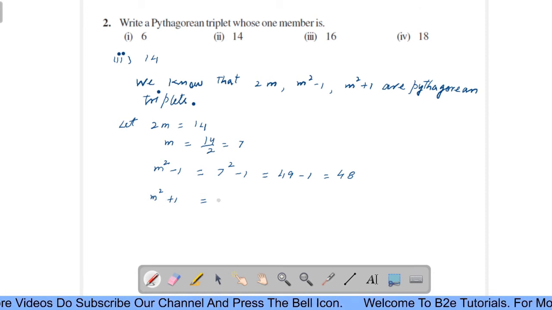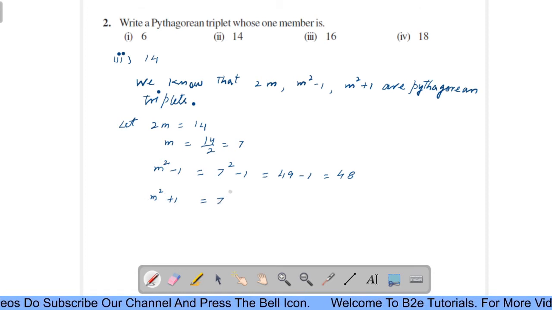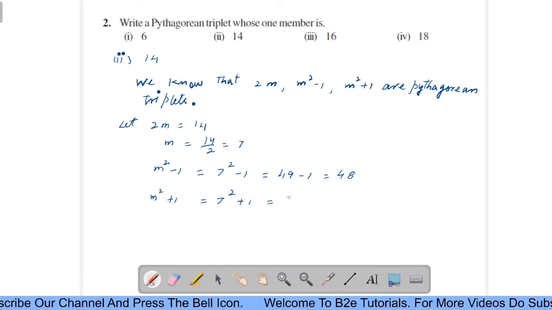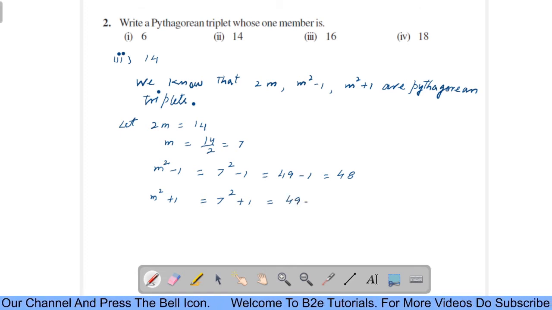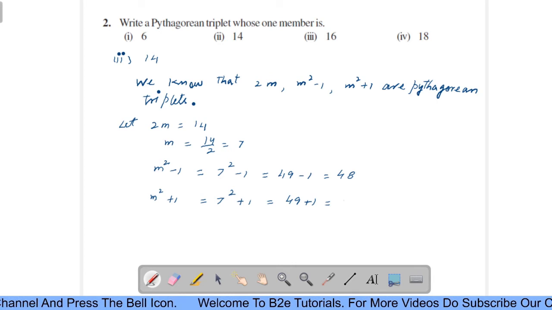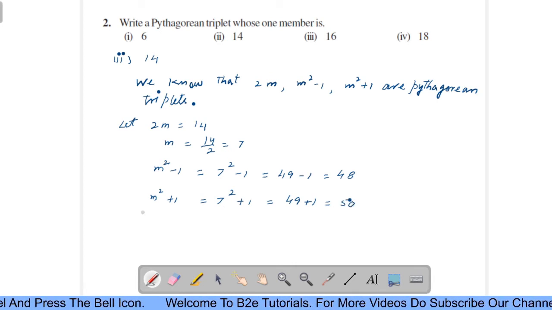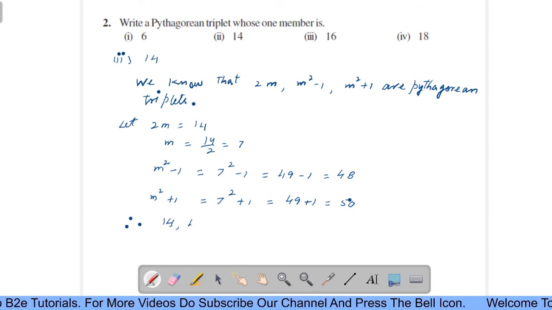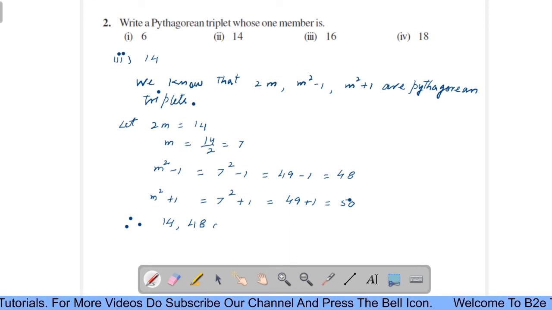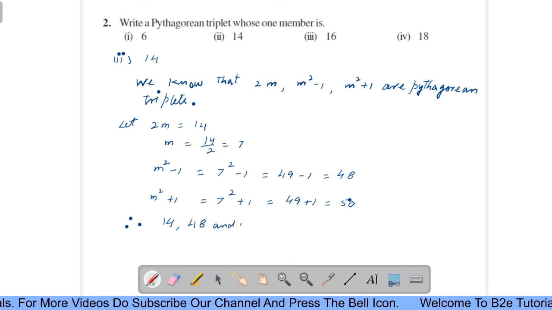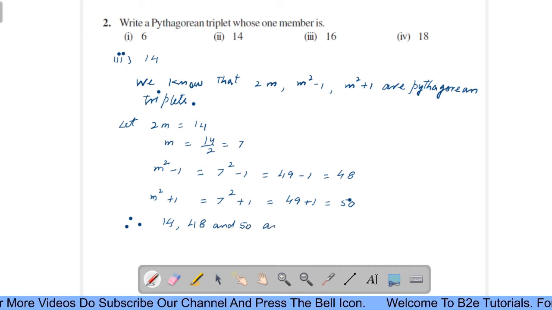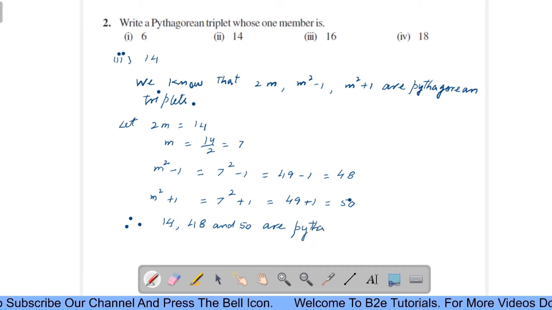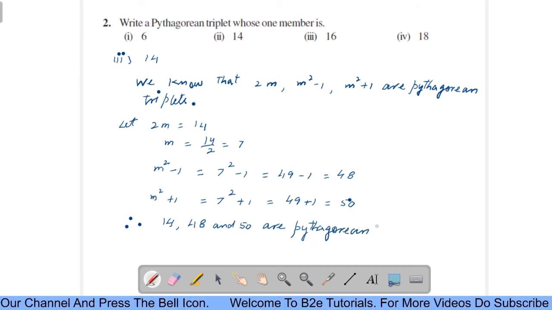Next is m square plus 1. Here m is 7. 7 square plus 1. 7 square is 49 plus 1, that is 50. Therefore 14, 48 and 50 are Pythagorean triplets.